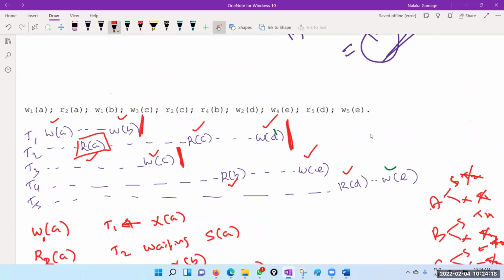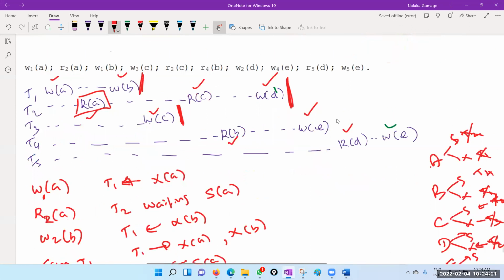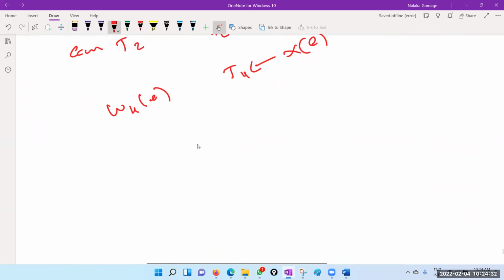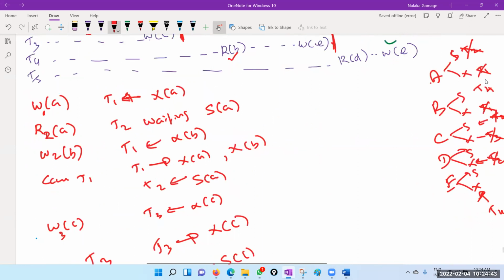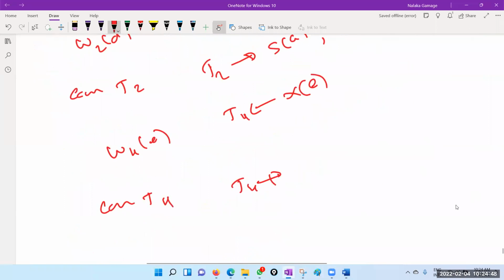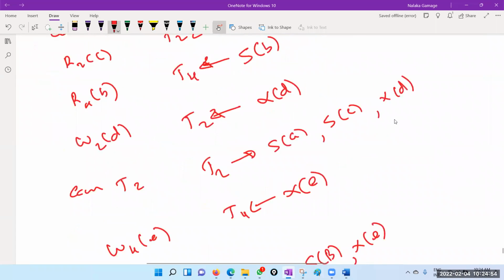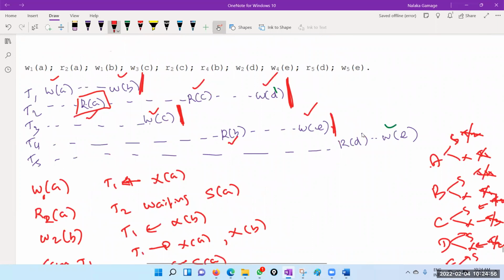Now read in transaction 5. Before moving to that, we can commit transaction 4. So it has to release its locks. Commit transaction 4. Transaction 4 is going to release all the locks it has acquired: shared B and exclusive E. Now none of the locks are held.